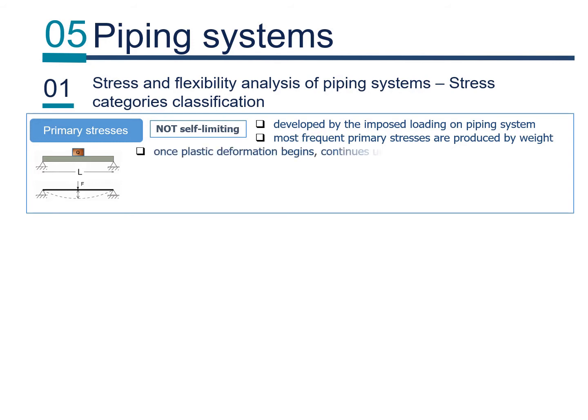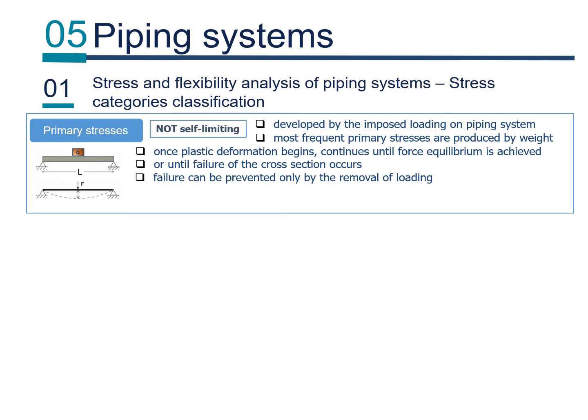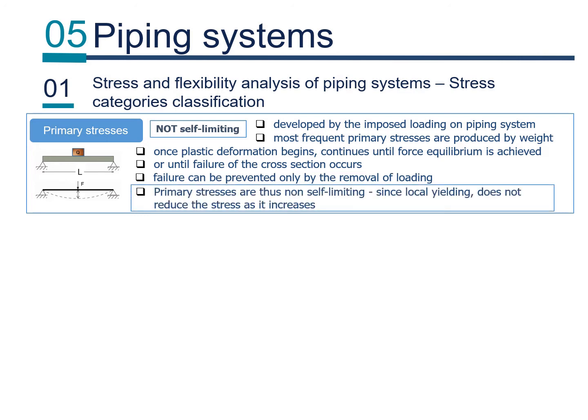Because once plastic deformation begins, it continues unabated until force equilibrium is achieved, or until failure of the cross-section occurs, and failure can be prevented only by the removal of loading. Thus, in conclusion, primary stresses are non-self-limiting, since local yielding does not reduce them as they increase.